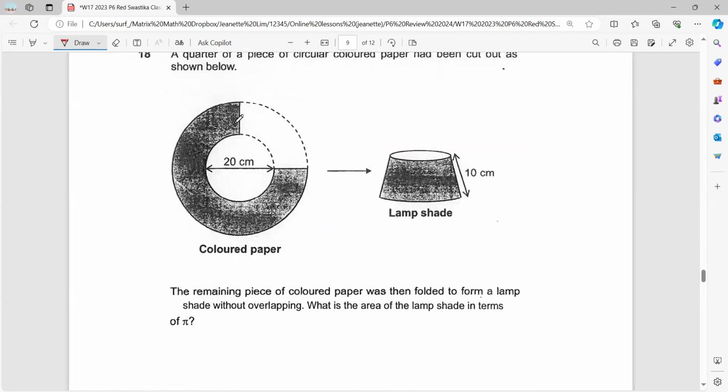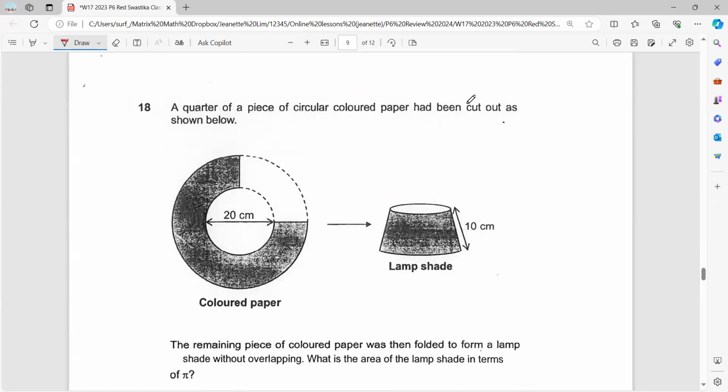Question 18. A quarter of a piece of a circular colored paper had been cut out as shown below. The remaining piece of colored paper, which is this shaded part, was then folded to form a lampshade without overlapping. What is the area of the lampshade in terms of pi? So in other words, what is the area of this piece of colored paper, this shaded part? What is the area of the shaded part? So this shaded part is actually a bigger 3/4 of a circle minus away a smaller 3/4 of a circle.